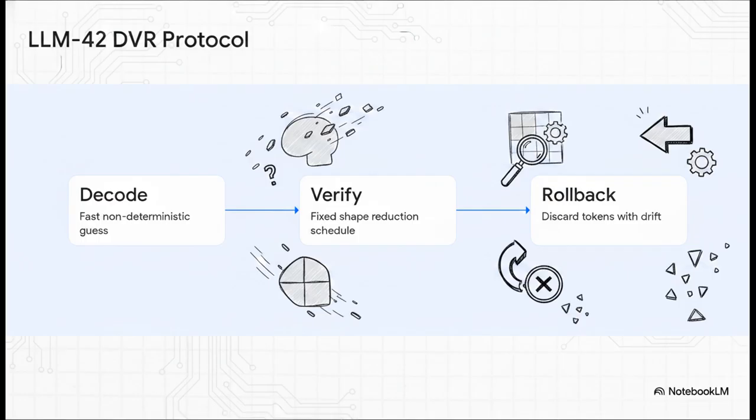Step 2 is verify. A completely separate, lightweight mechanism replays those guesses using a fixed shape reduction schedule to force exact mathematical parameters. And step 3 is rollback. If that fast guess doesn't perfectly match the exact verification because of floating point drift, it forcefully rejects the tokens and just resumes from the last mathematically sound state.